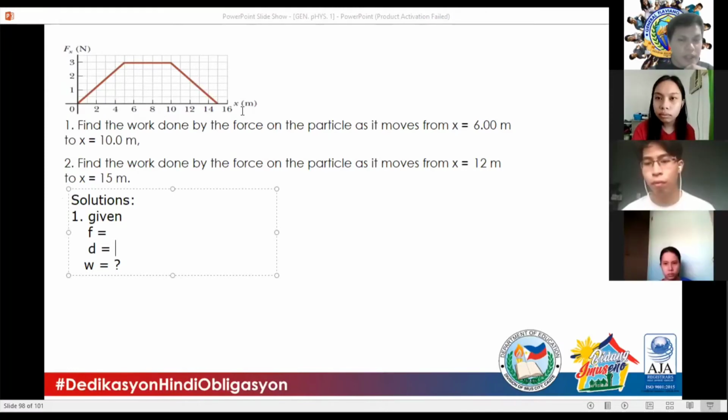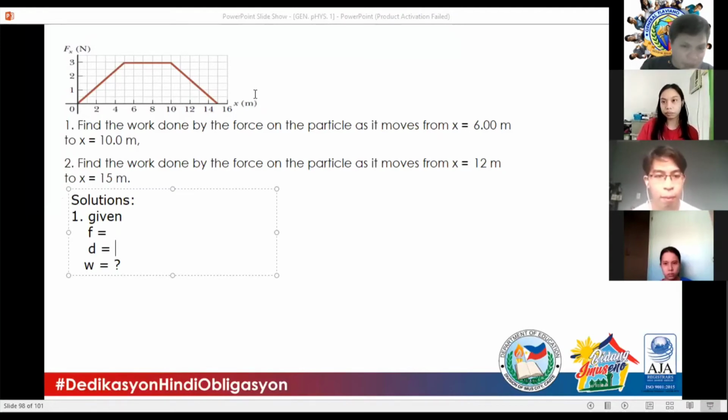How did we determine that the force is in the vertical position? Because of the unit measure given here. At nakalagay na dyan F sub x is equals to 0, 1, 2, 3. And for your displacement, paano mo na-determine na ito ay displacement? Nakalagay dito sa dulo, your x is measured in meters. Displacement is measured in meters. Therefore, this is your displacement.